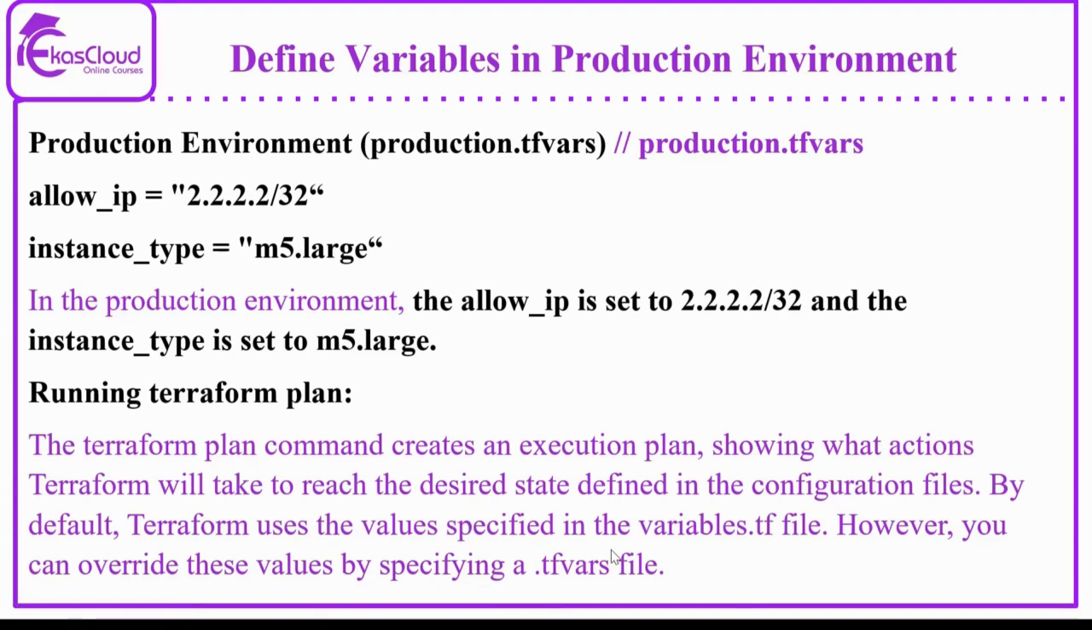Now let's see how to run Terraform plan. The Terraform plan command creates an execution plan showing what actions Terraform will take to reach the desired state defined in the configuration files. By default, Terraform uses the values specified in the variables.tf file. However, you can override these values by specifying a .tfvars file.